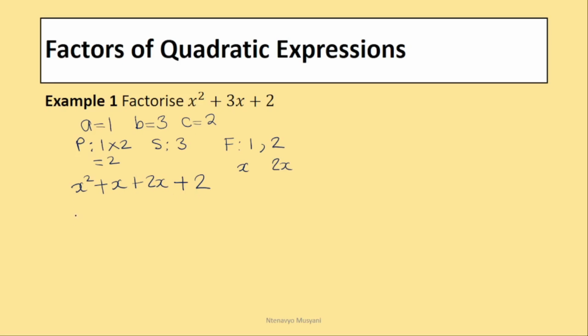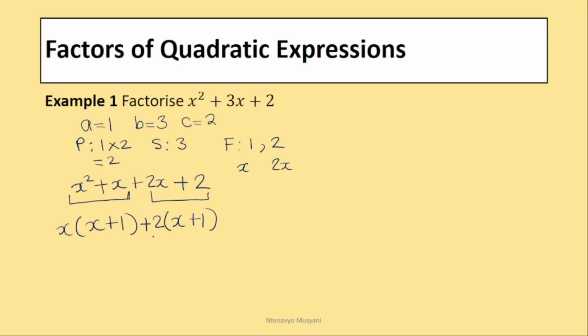Once we have this expression, we are going to factorize this expression by grouping. These pairs have something in common. The first pair has x in common. x squared divided by x will give me x. Positive x divided by x will give me positive 1. Then the next pair has positive 2 in common. 2x divided by positive 2 will give me x. Positive 2 divided by positive 2 will give me positive 1.